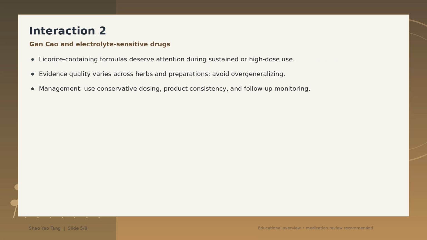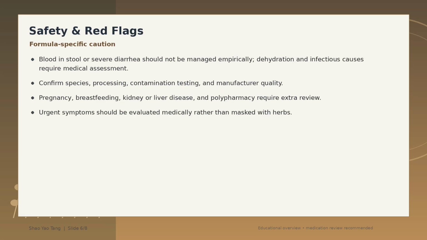The quality of evidence for herb-drug interactions ranges from pharmacology and case reports to controlled human data, and that evidence is uneven. Therefore, distinguish a proven contraindication from a plausible additive effect, and use monitoring where the uncertainty is clinically meaningful. Safety summary. Blood in stool or severe diarrhea should not be managed empirically. Dehydration and infectious causes require medical assessment.